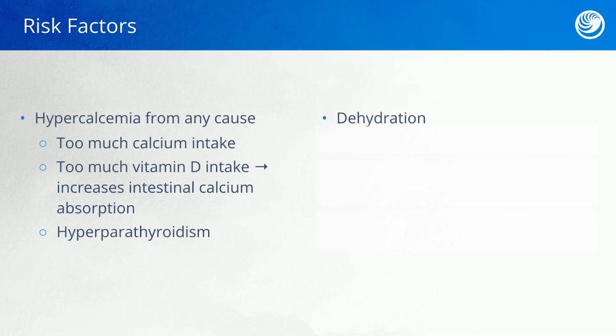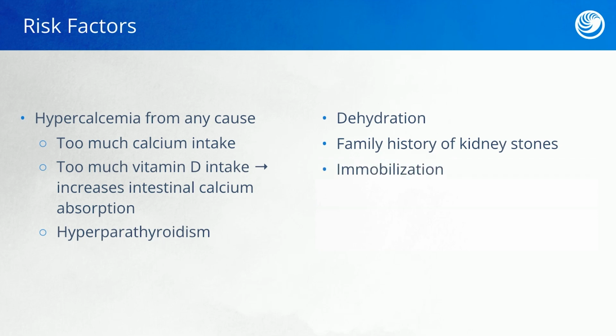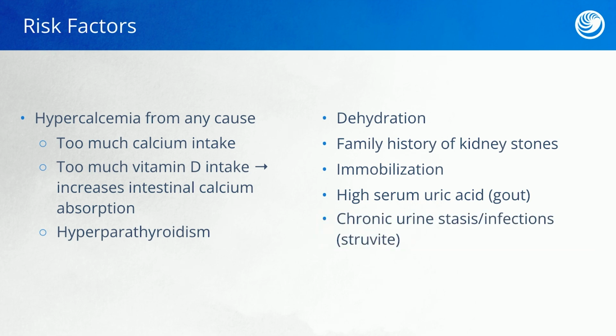Conditions like dehydration can increase kidney stone formation. If we concentrate the urine, this will bring certain solid and particulate matter together and will make it more likely for them to precipitate out of the urine. A family history of kidney stones increases the client's risk of developing them. Immobilization can lead to urinary stasis and urinary retention, which again will increase the likelihood of solutes precipitating out of the urine. If a client has gout, this can lead to a high serum uric acid, which leads to more uric acid excretion by the kidneys and development of those uric acid stones. And chronic urine stasis or infections leads to the development of those struvite stones.